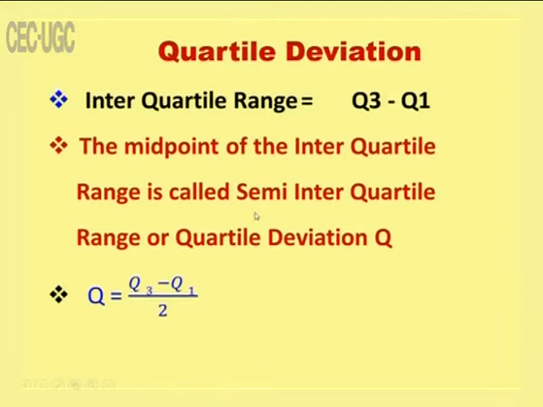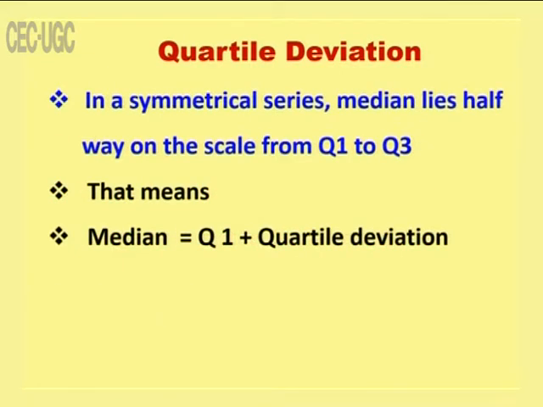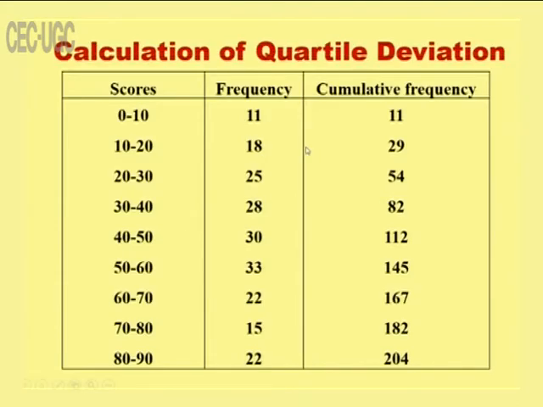And now, we are going to calculate the quartile deviation. So, let us take a data set. In a symmetrical series, the median lies halfway on the scale from Q1 to Q3, and that means the median is equal to Q1 plus the quartile deviation. And now, let us take a data set and calculate the quartile deviation. So, the scores are like that, and their frequency and the cumulative frequency.